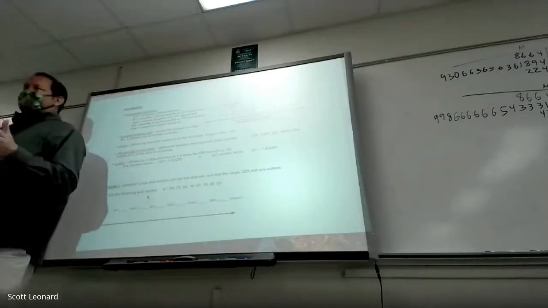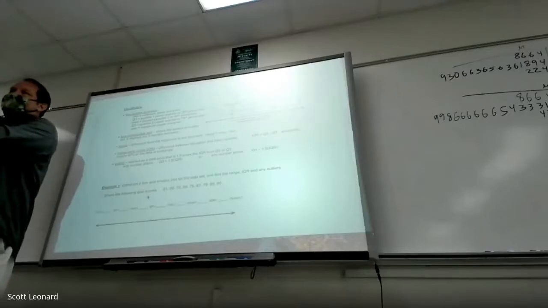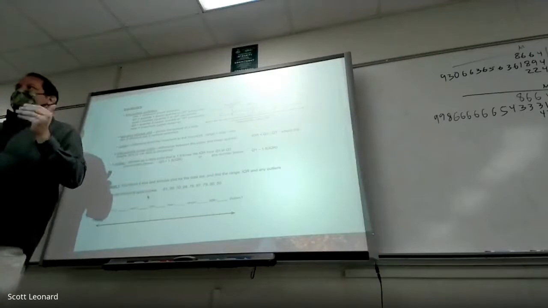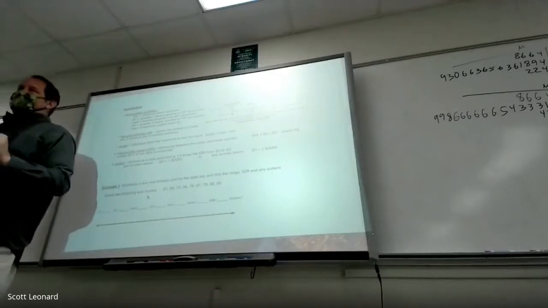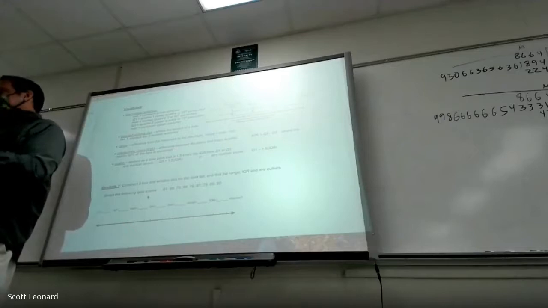So what we're going to do there is the exact same thing we did for median, but we're going to take the first half of numbers and cut them in half. I'm going to take the last half of numbers and cut them in half. So what have I cut my data now into? Quarters, 25% of the data.